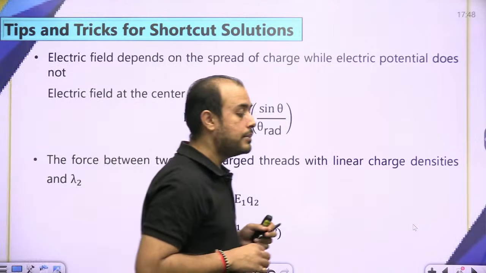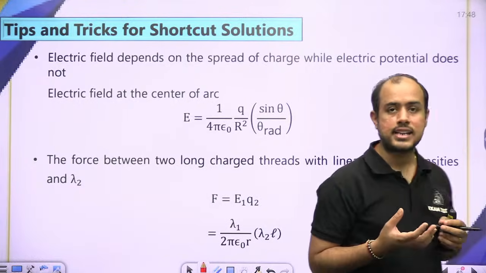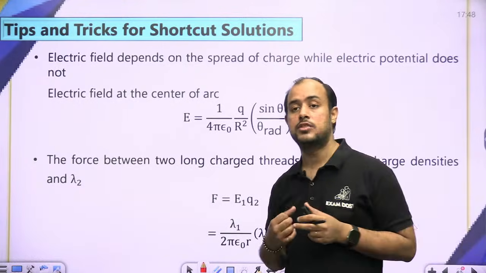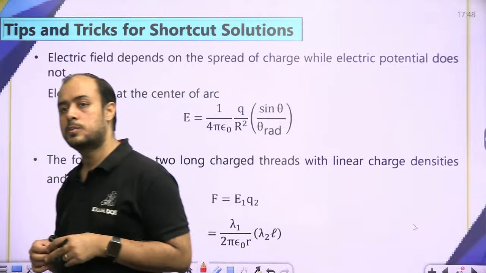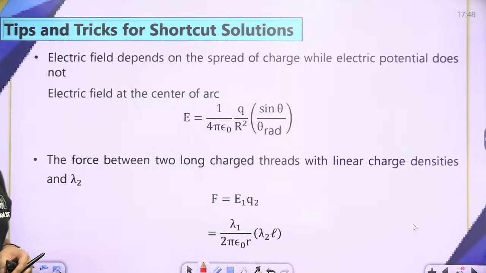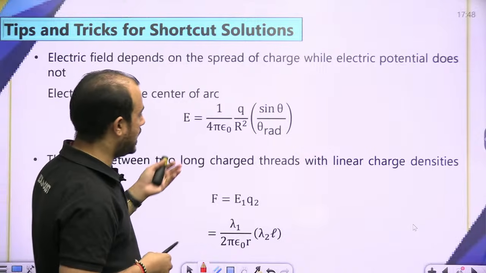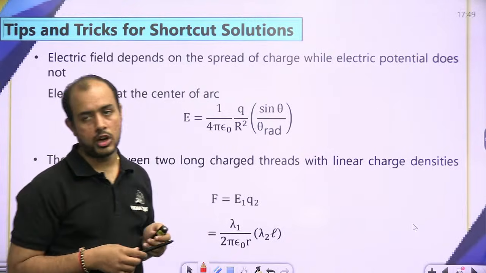Point समझ में आया? पोटेंशियल ये देखता है कि टोटल चार्ज कितना है. इलेक्ट्रिक फील्ड के लिए ये भी महत्व रखता है कि चार्ज कहां कैसे स्प्रेड है. ओके, so the electric field at the center of the arc is given by this formula.